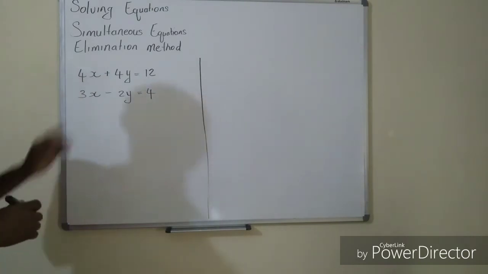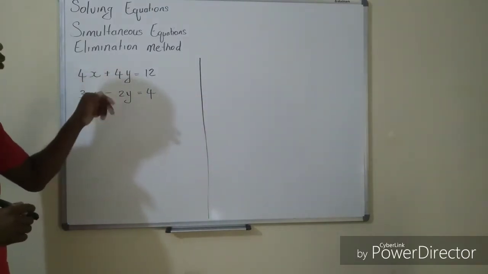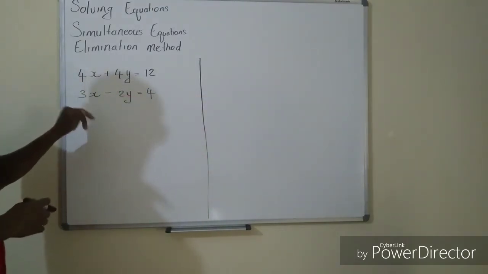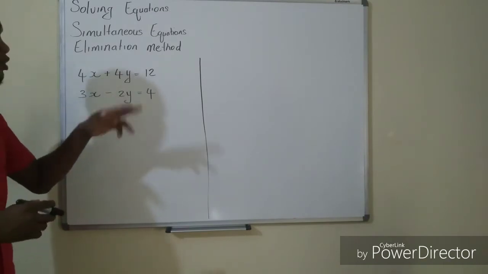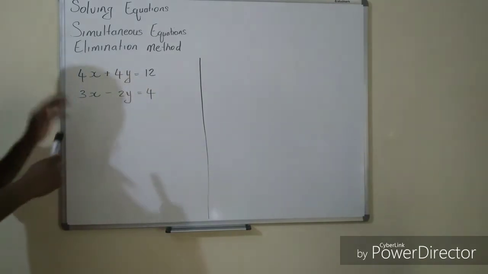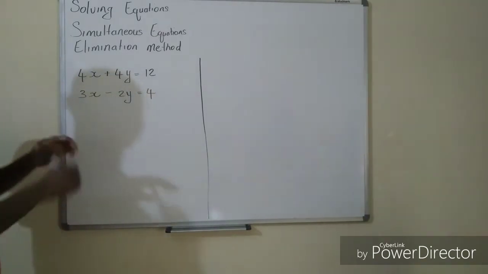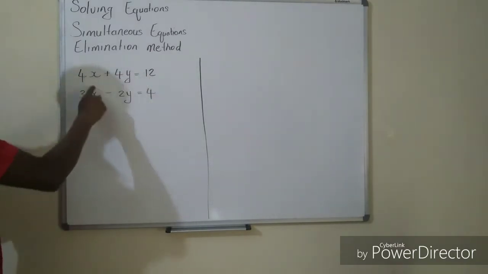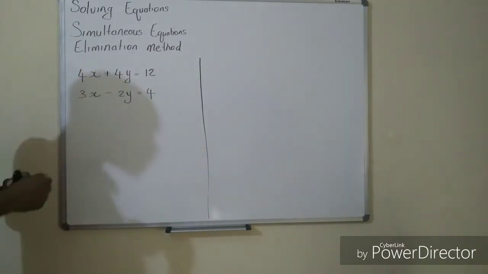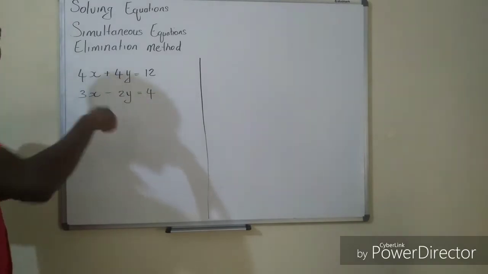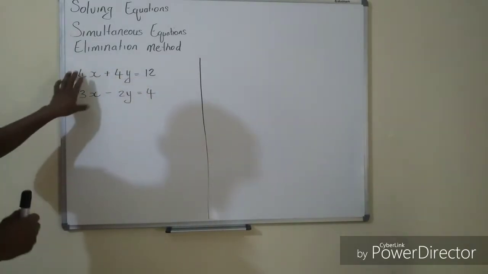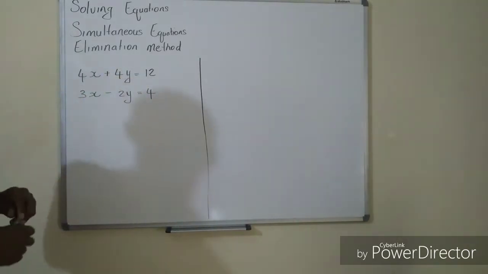So given these equations, 4x plus 4y equal 12, 3x minus 2y is equal 4. A thing that you must note is that for both equations, the value of x must be the same, and the value of y must be the same. So now you're trying to get rid of one of the equations.